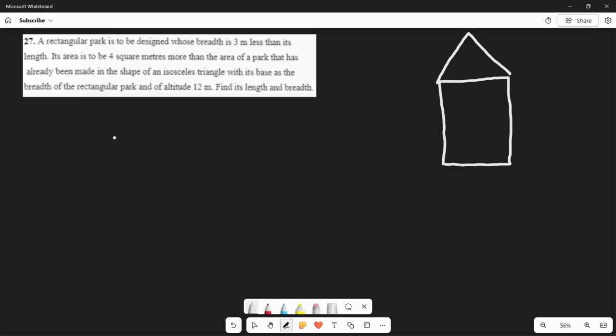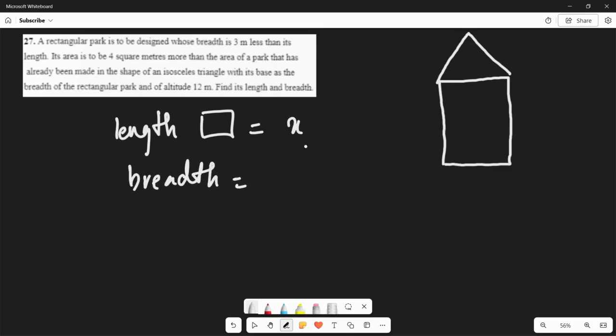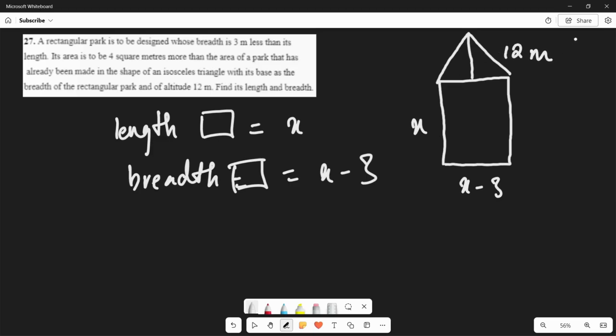So considering the length of the rectangular park, that is x. As we are given the condition that the breadth is less than the length by 3 meters, that is, if the length is x, then the breadth becomes x minus 3. And we already know the altitude of the triangular park, that is 12 meters.